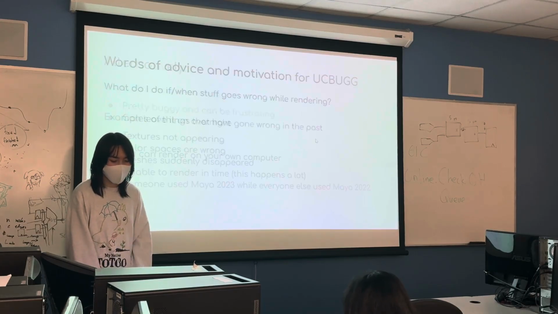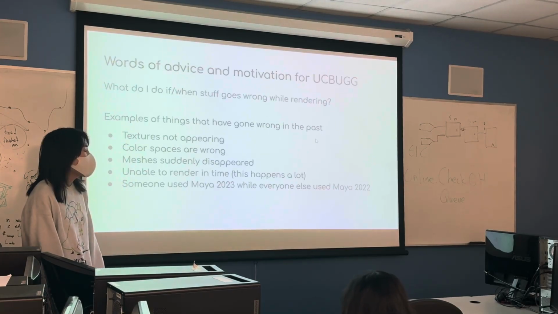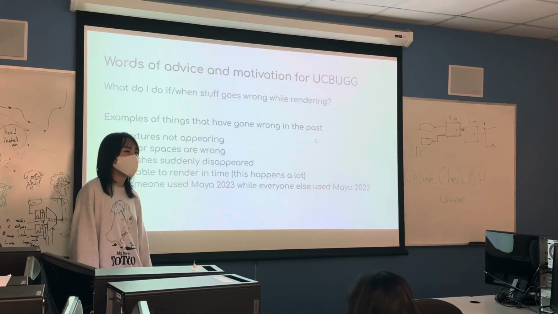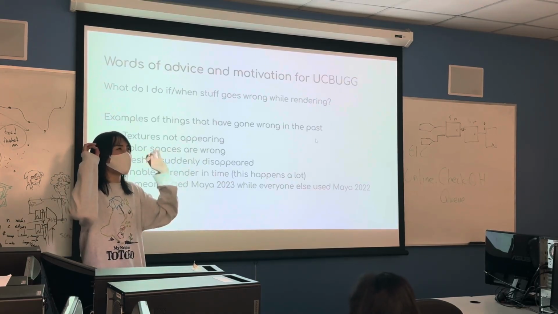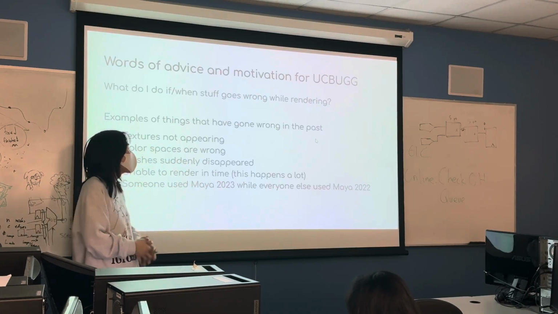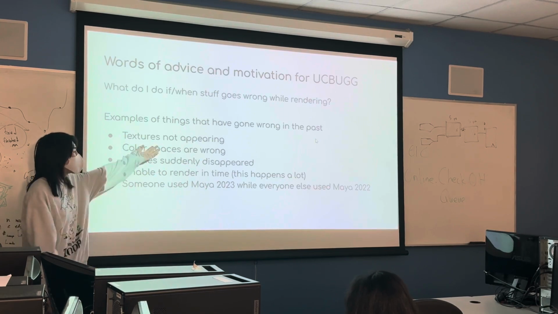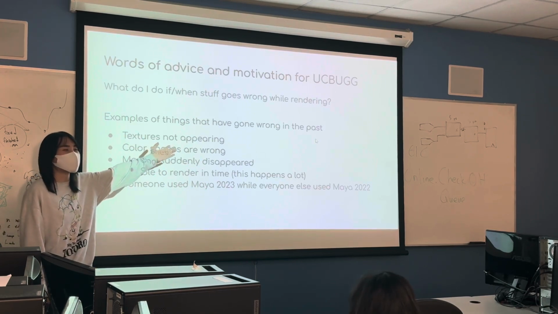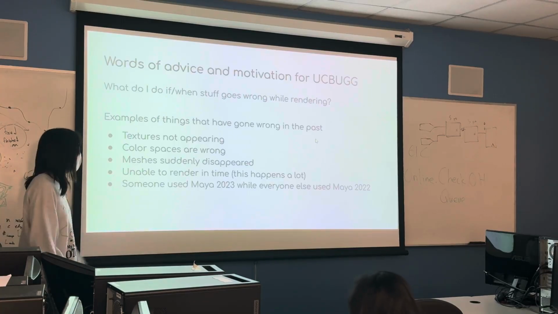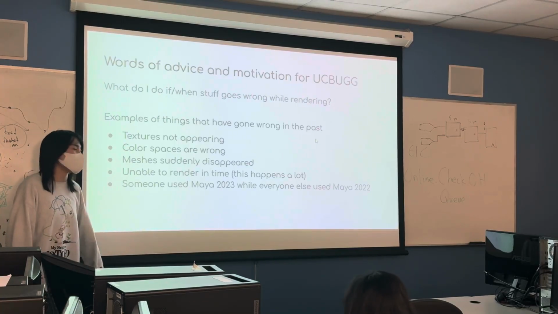Cool. Word of advice: a lot of things can go wrong during rendering. Like, unfathomably a lot of things can go wrong. Here are some examples of things that have gone wrong in the past. Textures don't appear; they're gone. All your textures are gone. You're like, what the hell, right? Your color spaces are wrong, so your colors just look wrong.